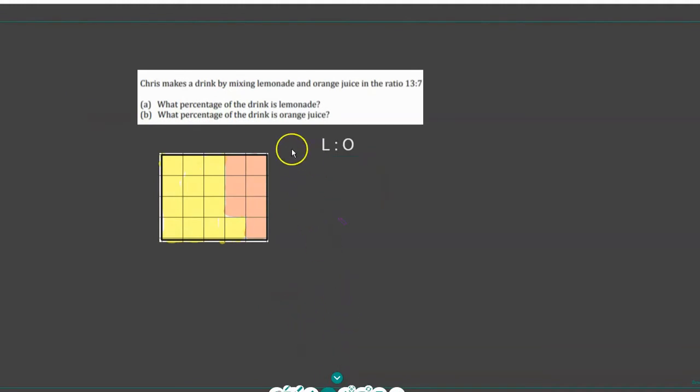For our next example, we're going to express ratio as a percentage. So here, Chris makes a drink by mixing lemonade and orange juice in the ratio 13 to 7. What percentage of the drink is lemonade? So there are 13 parts here for the lemonade. So 1, 2, 3, 4, 5, 6, 7, 8, 9, 10, 11, 12, 13. And out of the whole drink, that's 13 plus 7 gives you 20. So the fraction for lemonade is 13 out of 20.